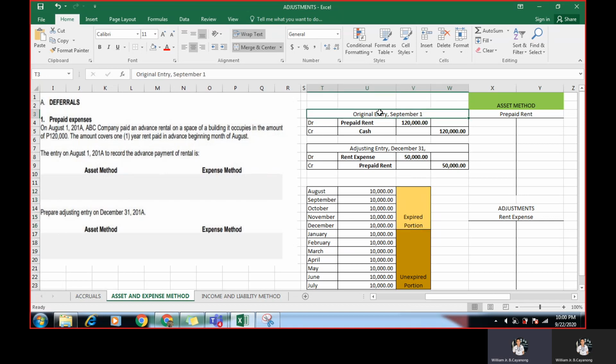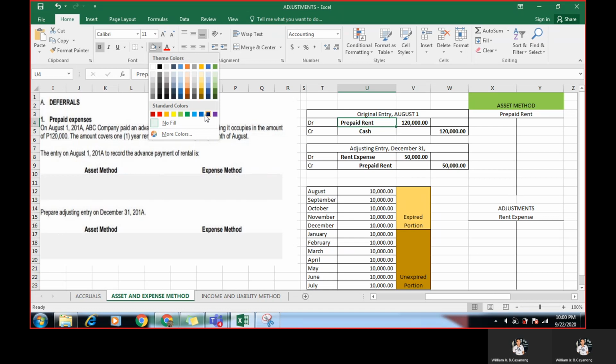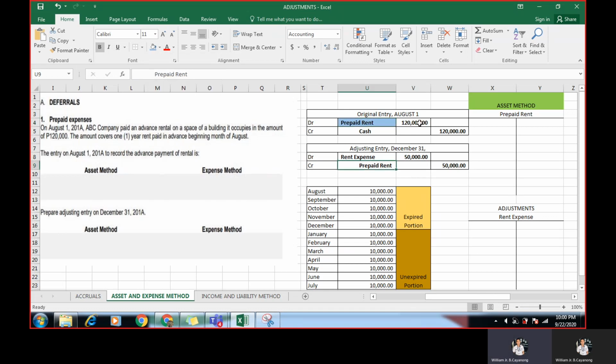So here, on the original entry during August 1, we are recognizing prepaid rent, which is an asset, 120,000, and credit cash as payment of the advance payment, 120,000. Now, the question here is, what is our adjusting entry during December 31?